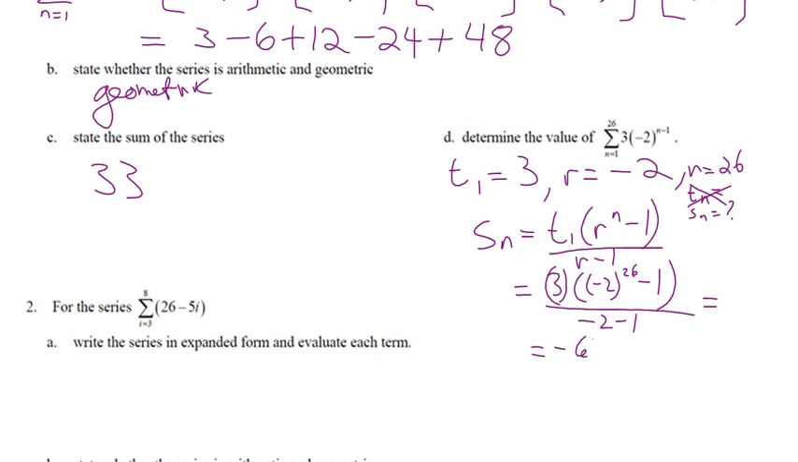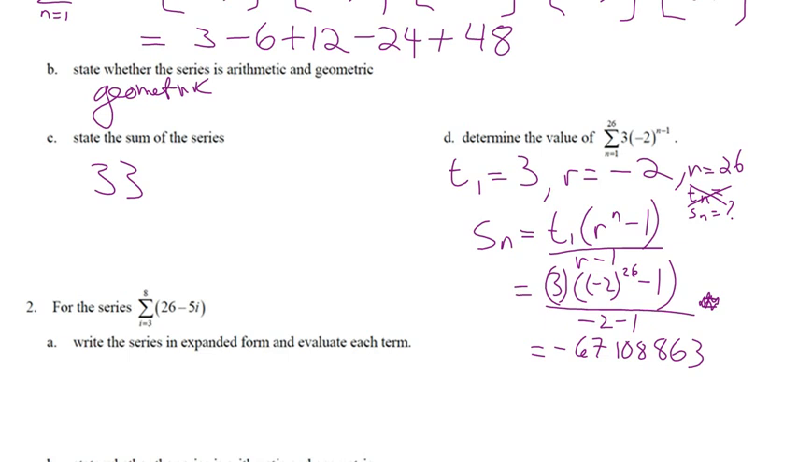67,108,863? Oh my god, you're right. I looked it up. I didn't actually know that. I can only do powers of 2 up to about 15. Why is it negative? Because to the power of 26, it's even. You've got a 3 and a negative 3. 3 divided by negative 3 is negative 1. That's why it's negative.